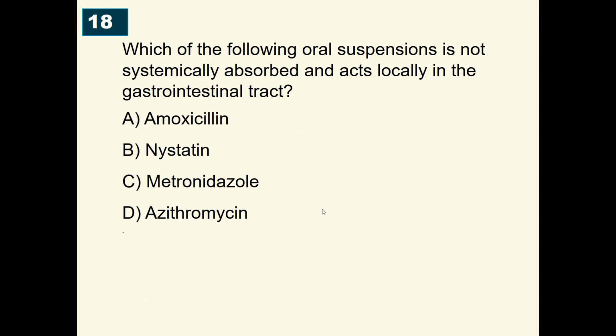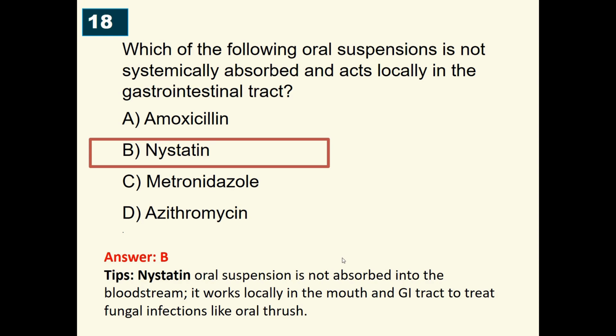Which of the following oral suspensions is not systemically absorbed and acts locally in the gastrointestinal tract? A. Amoxicillin. B. Nystatin. C. Metronidazole. D. Azithromycin. The correct answer is nystatin. Nystatin oral suspension will not absorb into the bloodstream and works locally in the mouth and GI tract. Mainly it is used for oral thrush, which happens around the oral cavity.